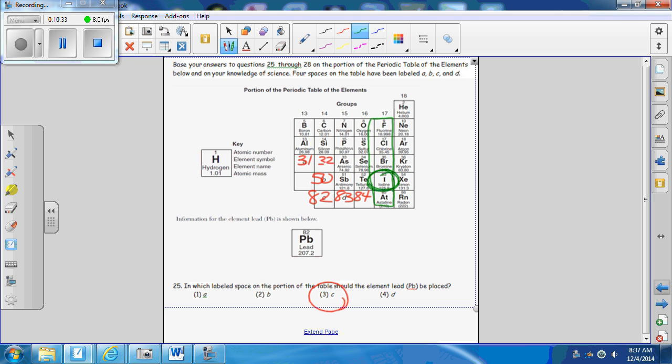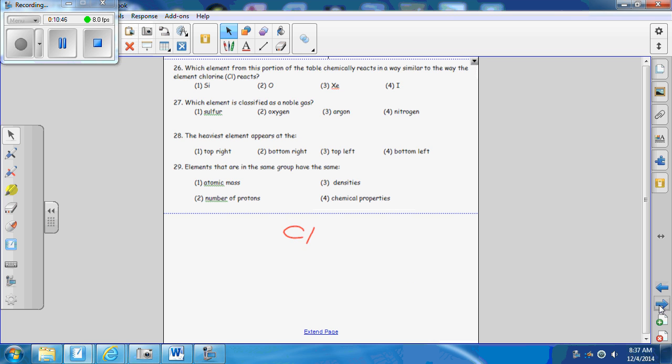It's like 2 doors down from it. They're chemically going to react the same. Their family name is called the halogens. They all need 1 electron, so they're going to react similarly. All right, so iodine it is.